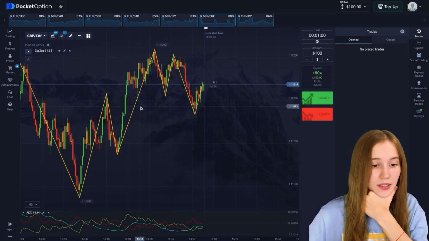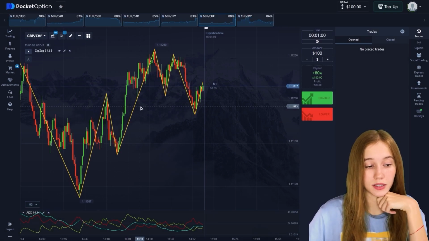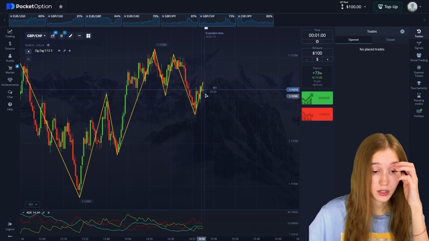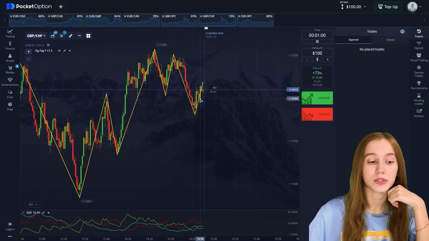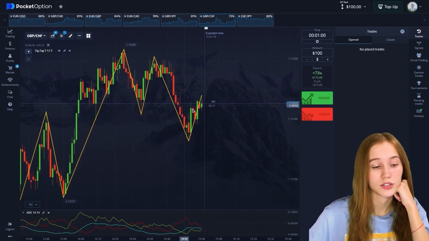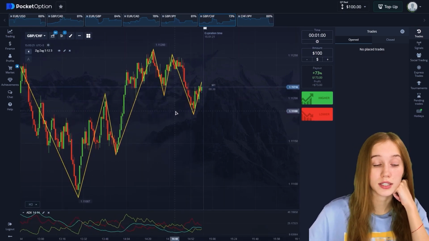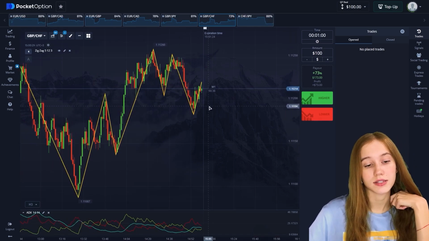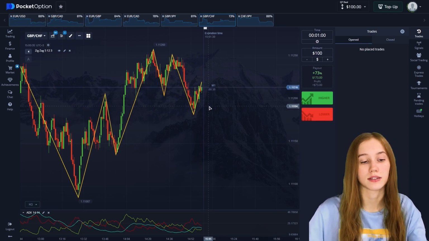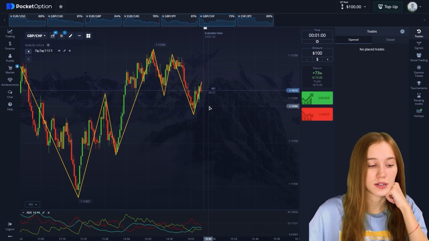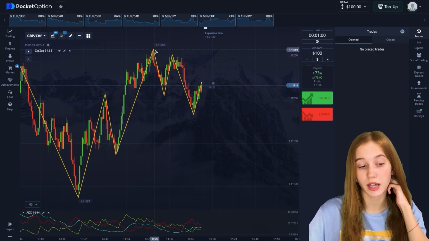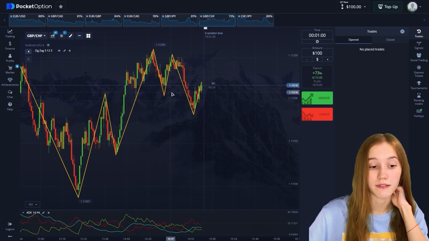ZigZag connects the lines with a straight line so we can see changes in our chart. It filters out some consolidations and minor changes in the market. Like most technical analysis indicators, ZigZag does not predict further price movements. It only helps identify previous fluctuations. ZigZag helps to identify the main trends and also helps a lot in determining the support and resistance levels, the upper and lower levels.